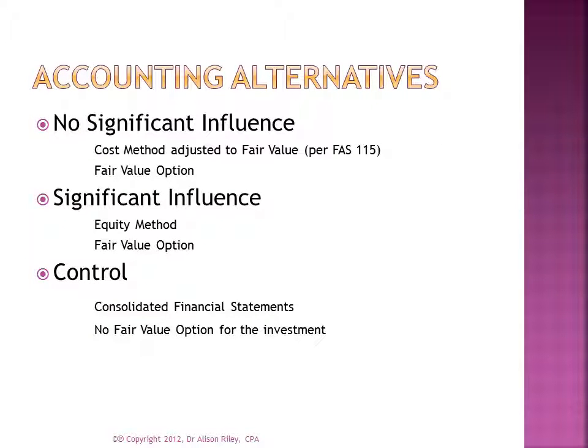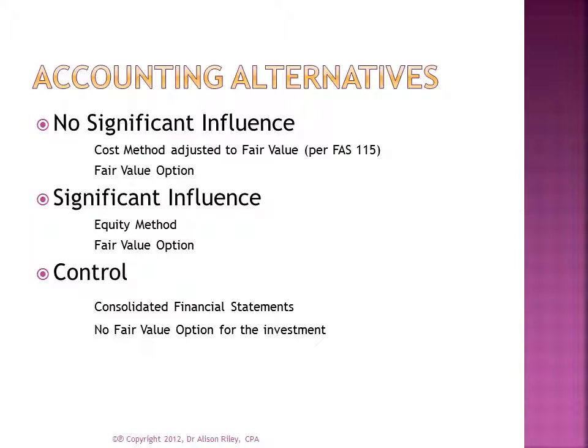So far, we have considered the options for accounting for common stock investments where the investor was unable to exercise control over the investee. To recap, if the investor has no significant influence over the investee, the investor must either use the cost method, adjusting for fair value per FAS 115, or may elect to use the fair value option instead. If the investor does have significant influence over the investee, the investor must either use the equity method, adjusting for investee net income and dividends, or may elect to use the fair value option instead.